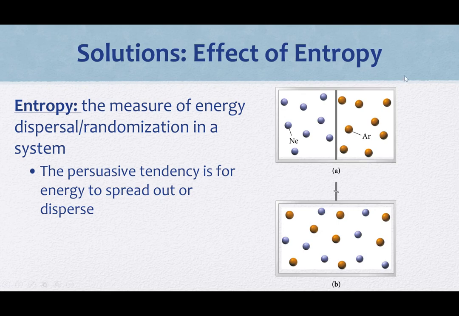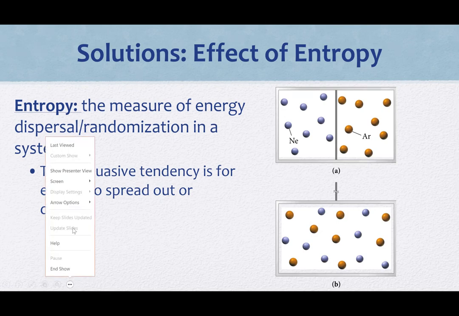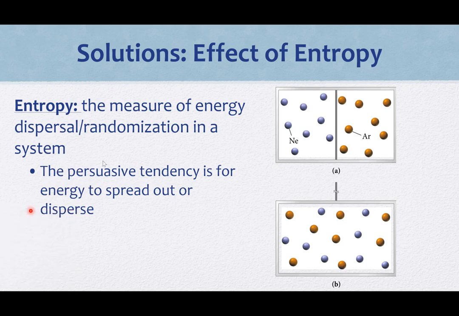Here we see an example of this, just a really kind of silly, simplistic example. But here we've got neon gas and argon gas, and as long as they're separated by this divider, we've got neon on the left, argon on the right. But the second that we take that divider away, argon isn't going to stay over here, neon stay over here. The tendency is going to be for those two to mix together in that container. So that tendency to mix together or randomize is called entropy.